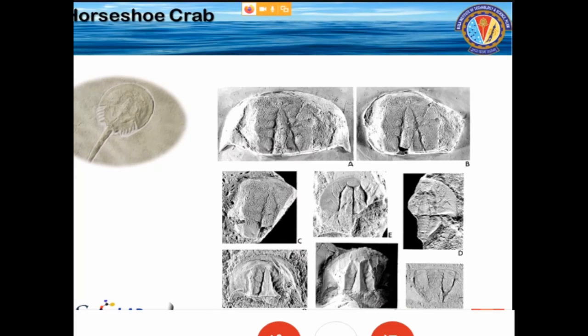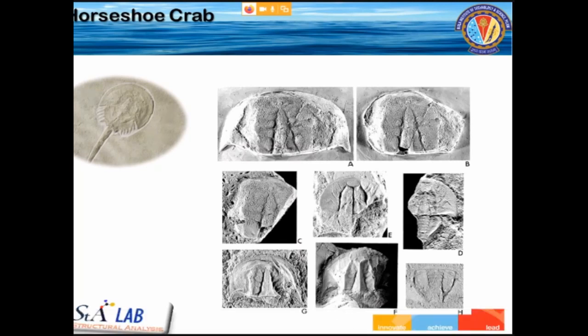So this is a very famous site in Kansas in USA, where you had multiple sorts of Paleolimulus. The plates that you are seeing over here have been named Paleolimulus. You have multiple forms of the Paleolimulus fossils being available all over these sites in Kansas.